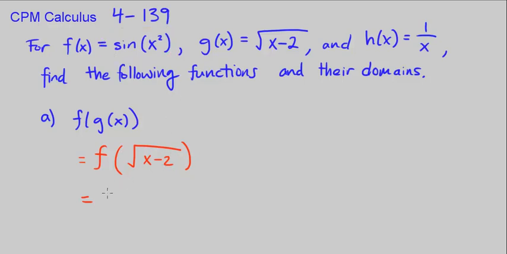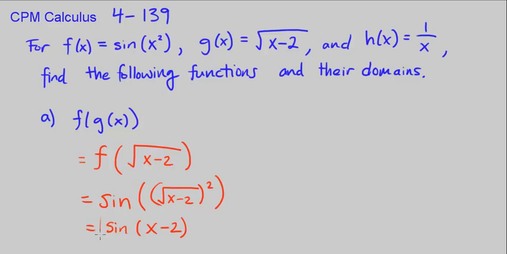Anywhere we see the x, we replace it with the input. So here, sine of x squared, but instead of x I have the square root of x minus 2, squared, because it's x squared. The square and the square root cancel out, so that gives me sine of x minus 2. That is the definition of the function.